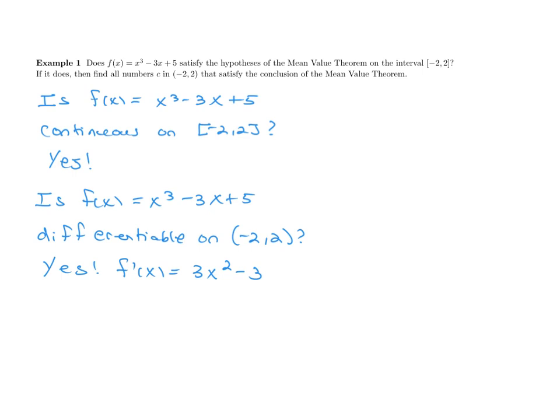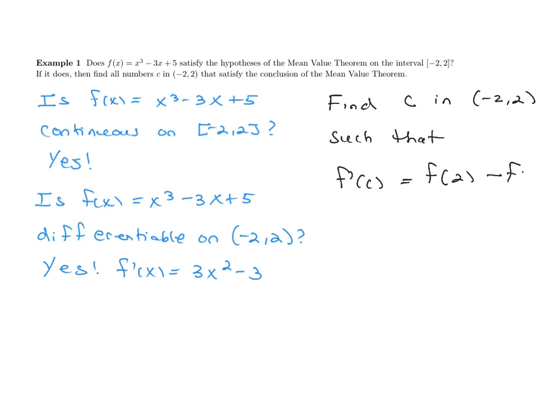Therefore, is the conclusion true, which I'll put over here? Can we find all the numbers c in the interval from -2 to +2 such that the derivative evaluated at c is equal to, in this case, f of 2 minus f of -2, all divided by 2 minus -2. And let me just write this so it shows up a little better. The derivative of the function evaluated at this number is equal to the slope of the secant line between the two endpoints.